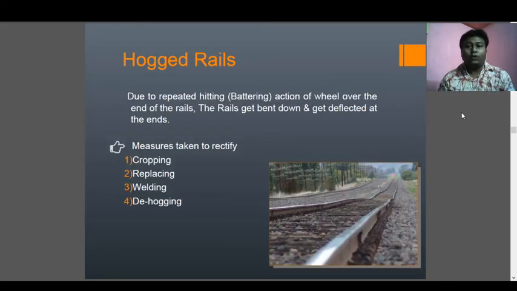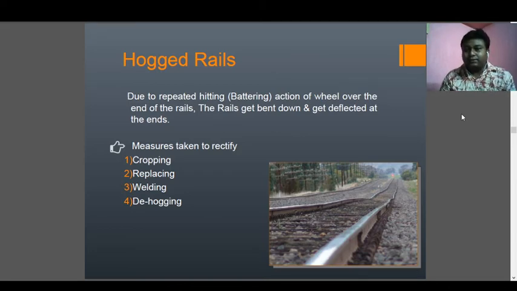Next is the hog rail. What is a hog rail? From the diagram itself you can visualize what a hog rail is. Due to the repeated hitting action of the wheel over the end of the rails, the rail gets bent down and deflected at the end. So what is the end? Which one is the end part?